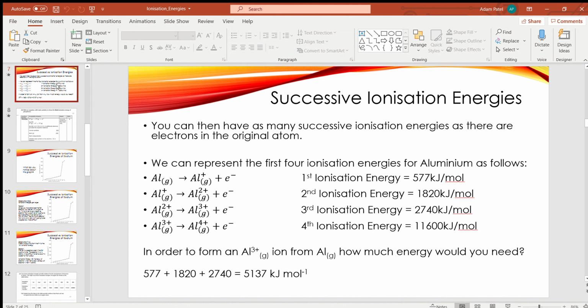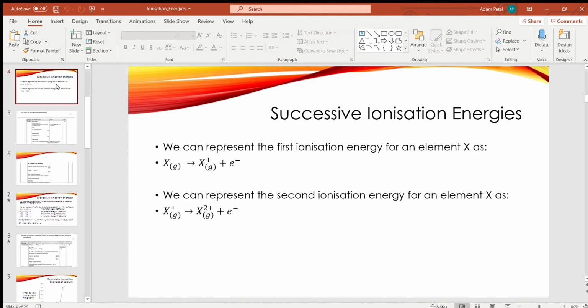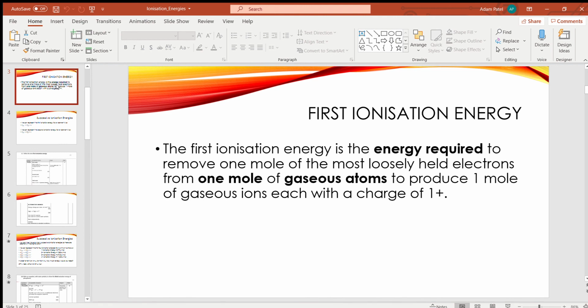Also guys, the definition is really, really important, so make sure our definition includes those words in bold: energy required, 1 mole, and gaseous atoms. So hopefully we learned a lot about ionization energies today. I hope you're doing well, and we'll continue this within the lesson.